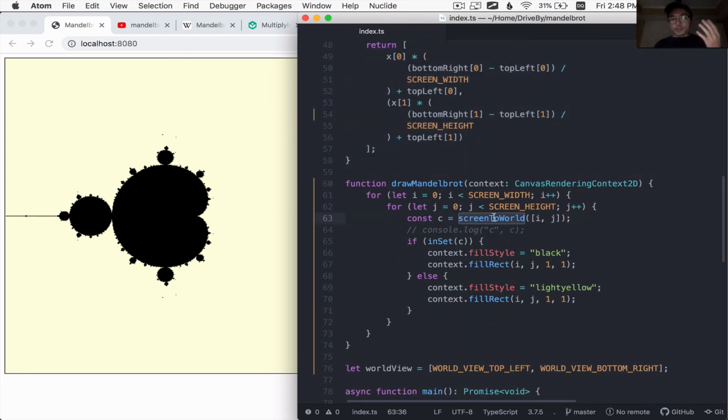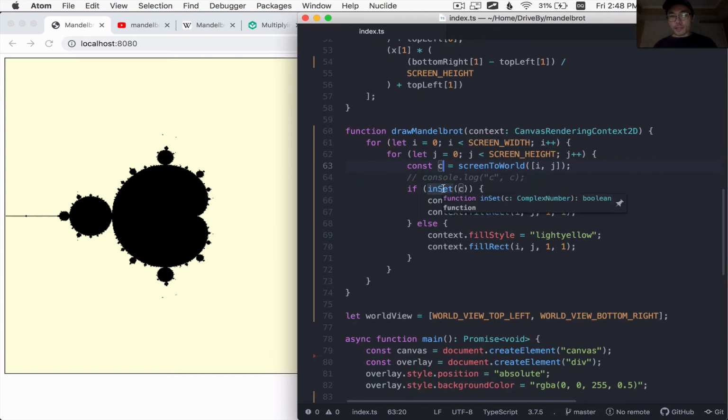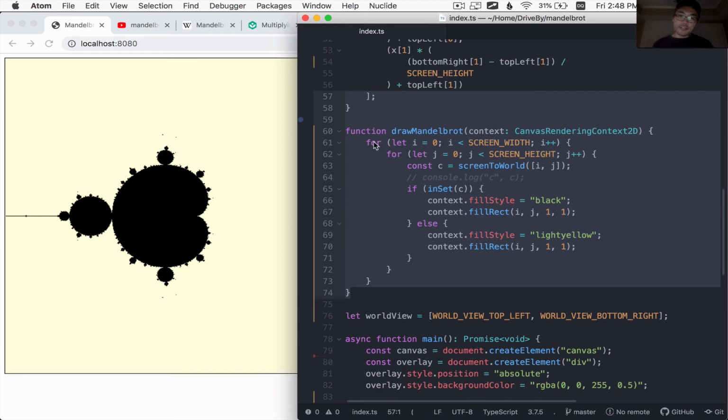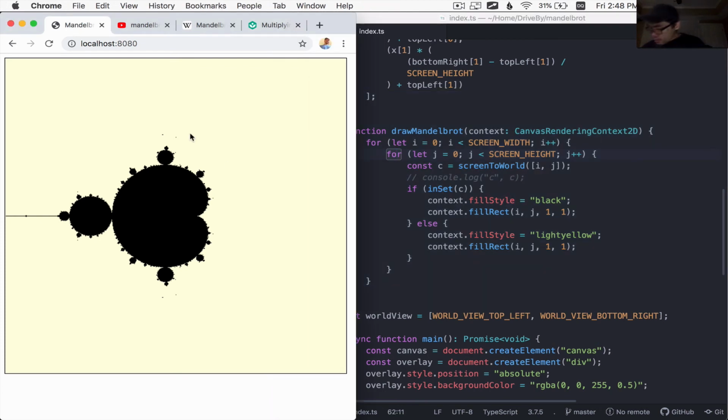So I use that screen to world conversion function to convert the ij coordinate to a complex number, and with that complex number I ask, is it in the Mandelbrot set or not? If it is, I'm going to color that pixel black. If not, I'm going to color that pixel light yellow, and that's all the code that it takes to generate this. Okay, so that was the code walkthrough. Now let's journey through this set and prepare to be amazed.